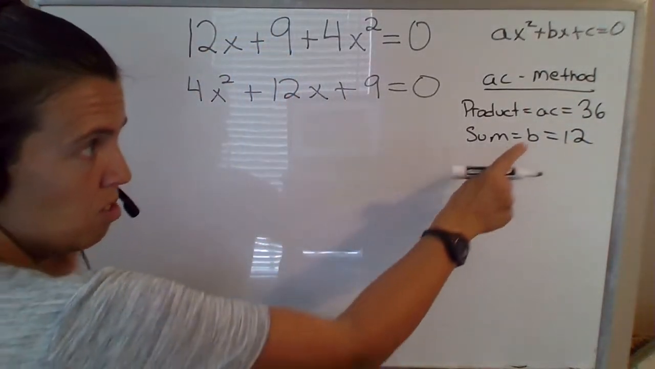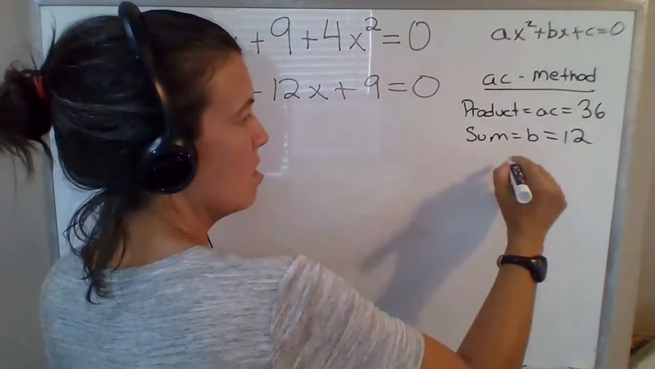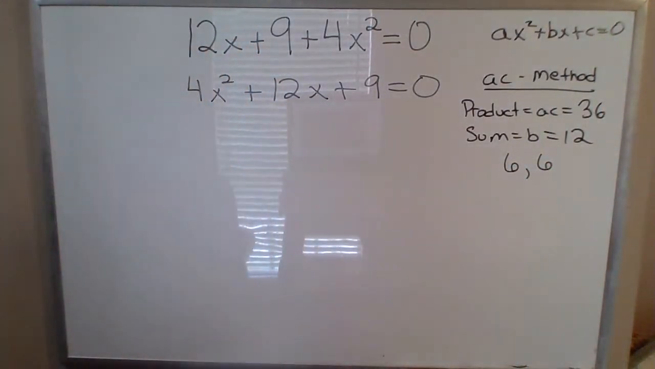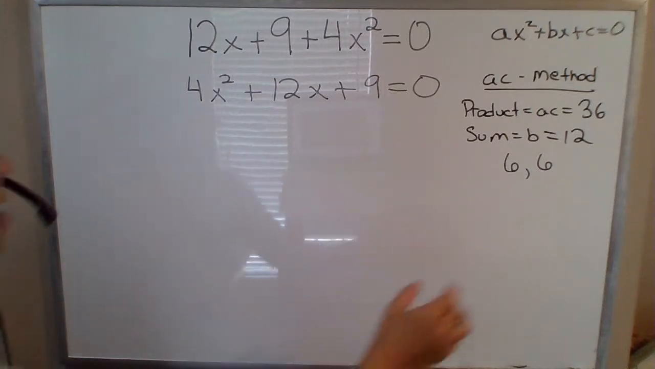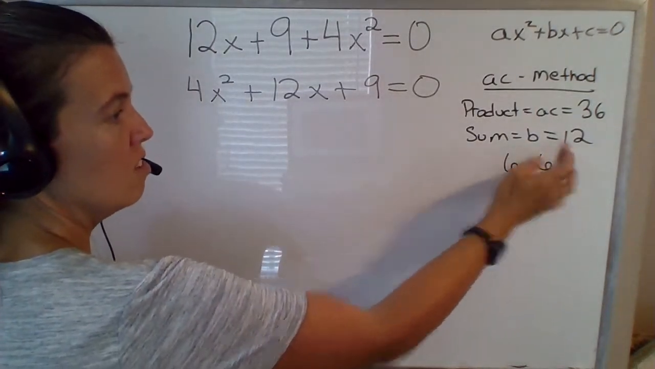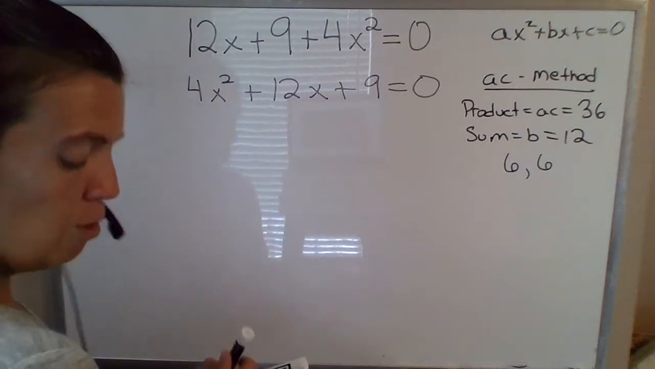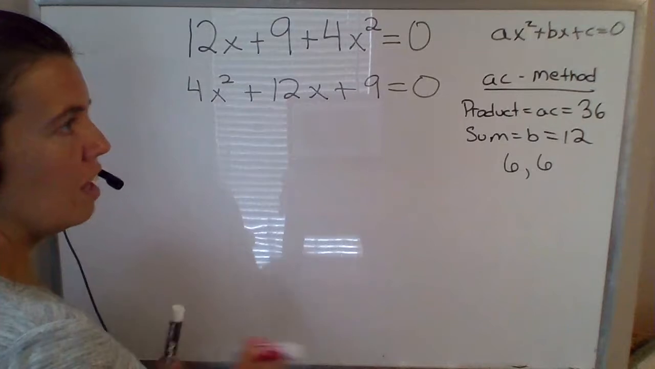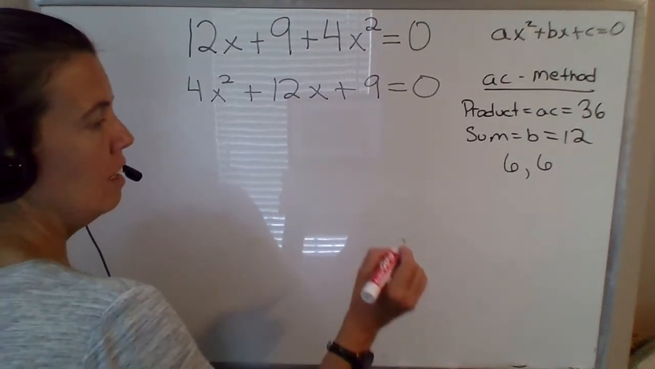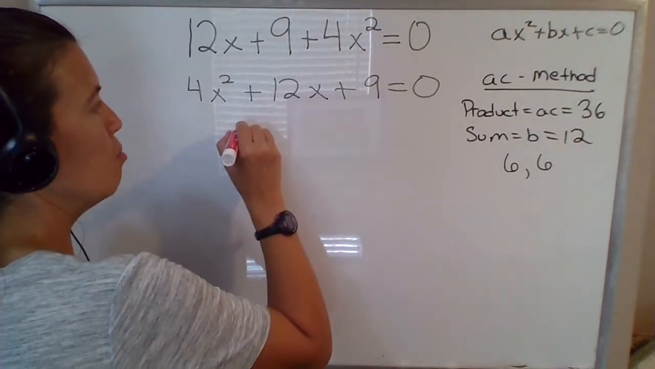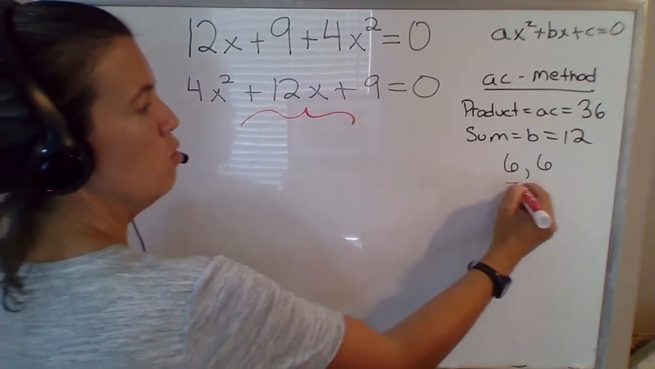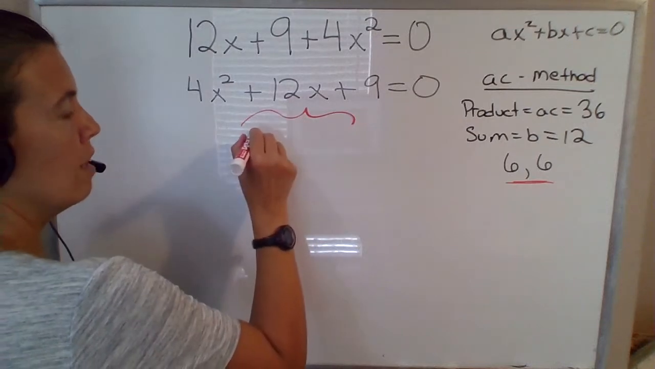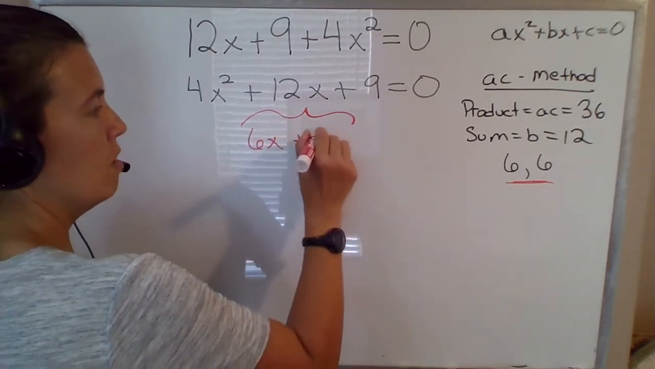So if you think about numbers that multiply to give you 36, something that comes to mind might be 6 times 6. So 6 times 6 is 36, and 6 plus 6 is 12. If you can find numbers that do that, then we can solve this by factoring. And the way to do it is expand this middle term using the two numbers that you just found. So in this case, that means instead of writing 12x, write 6x plus 6x.